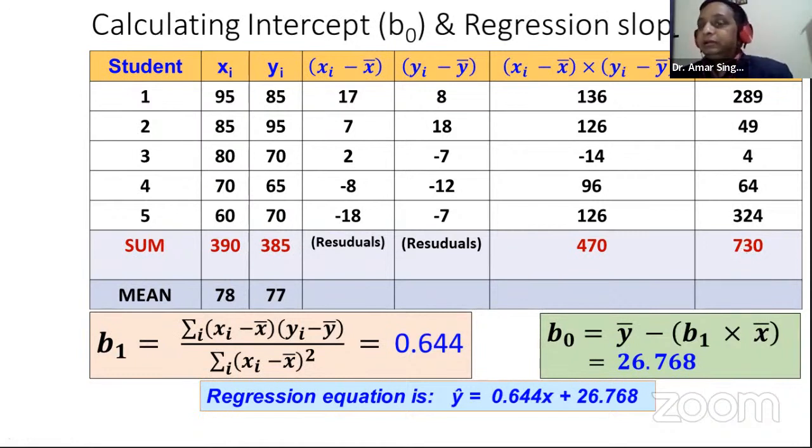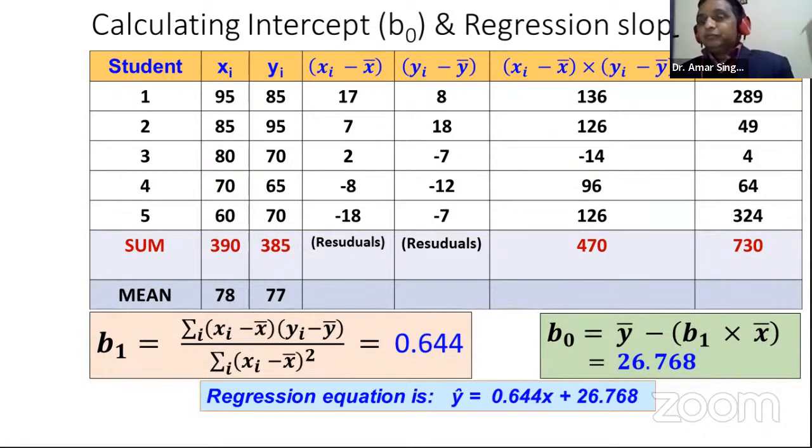Now this is the equation for B1. So I will divide 470 by 730. When I divide 470 by 730, I will get 0.644. So I computed B1 now. Now how can I compute B0? For B0, Y mean is given here. Y mean is 77 minus B1, which is 0.644, multiplied by X mean, which is 78. So I will get 26.768.